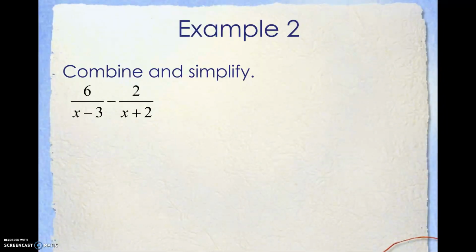Okay. On this one, I noticed that the two denominators do not match. One of them is x minus 3. The other one is x plus 2. My first step, especially as I transfer this onto my own paper, is to space this out a little bit. So this is 6 over x minus 3. And again, I'm going to take that negative and attach it to the second fraction, negative 2 over x plus 2.